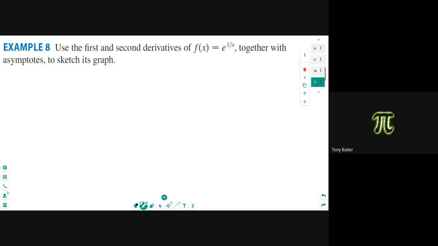So now this one I gave you the equation. But let's sketch it. All right, so I'm in my first derivative and my second derivative. Start there.